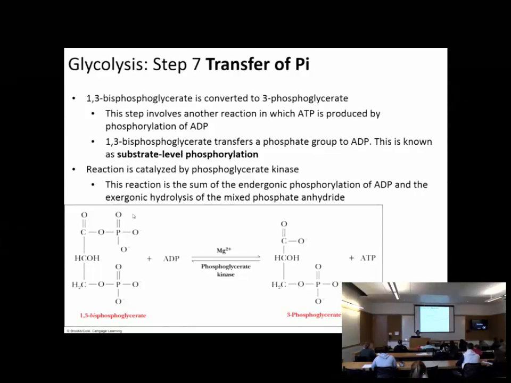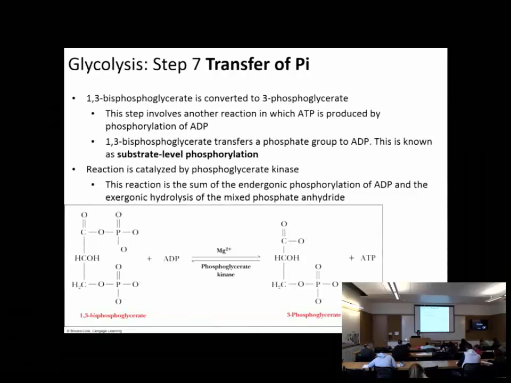A substrate level phosphorylation is when we are transferring a phosphate from a molecule with a high phosphate group transfer potential to a molecule with a lower phosphate group transfer potential. Phosphate group transfer potential is a measure of the energy of hydrolysis of that phosphate group from the molecule. I'll say that again. Phosphate group transfer potential is just a measure of the energy of hydrolysis of that phosphate group from your molecule.